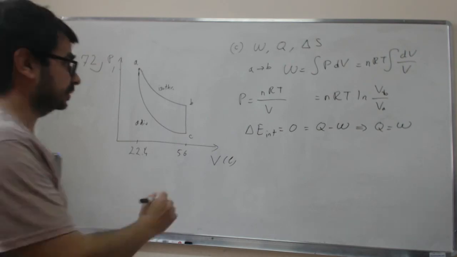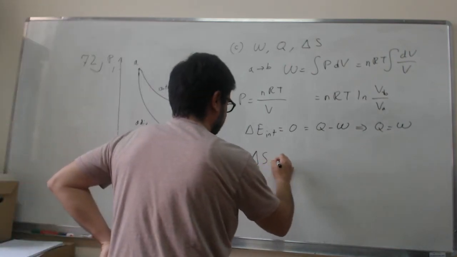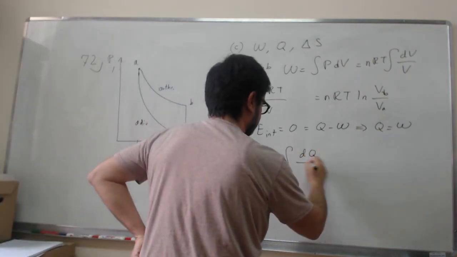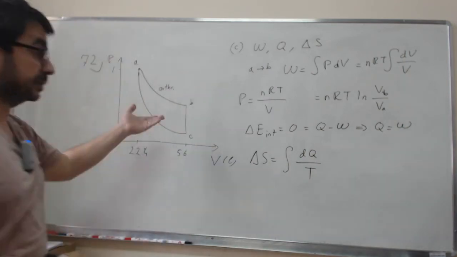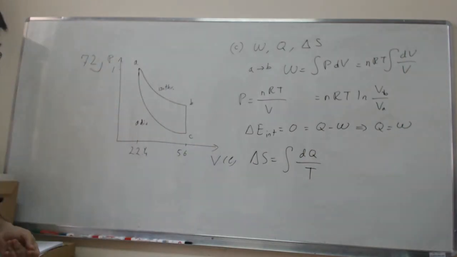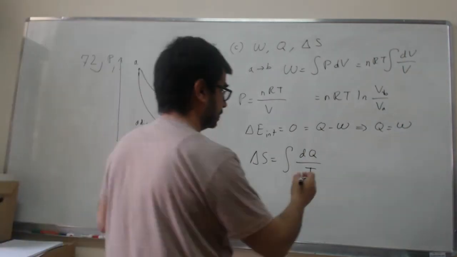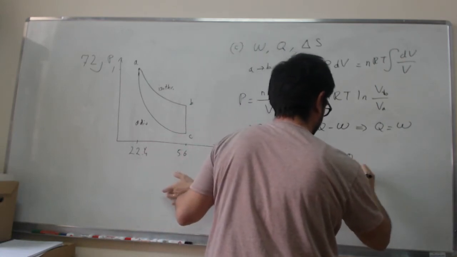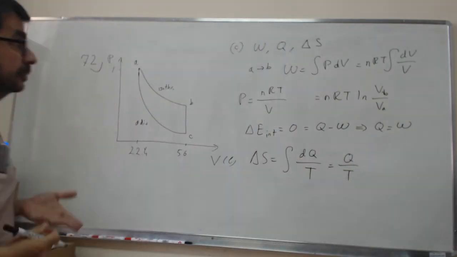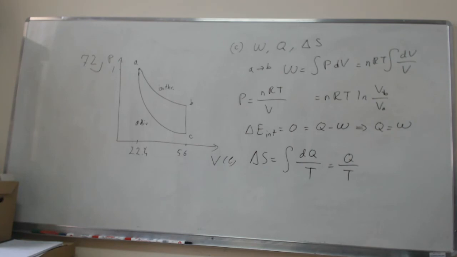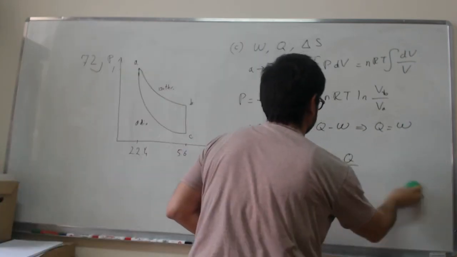And for delta S, delta S is the integral of dQ by T, but this is an isothermal process, so T is just constant. You can take this out, and then this comes to Q by T. You just need to plug numbers in. So from A to B, this is what it looks like. Now let's look at B to C.